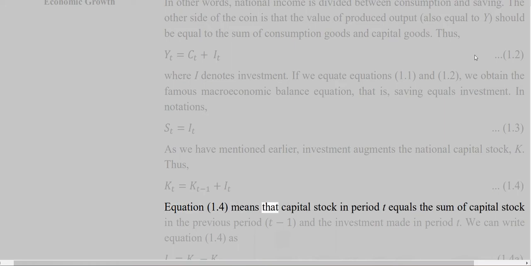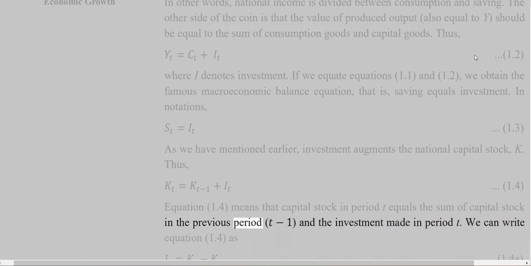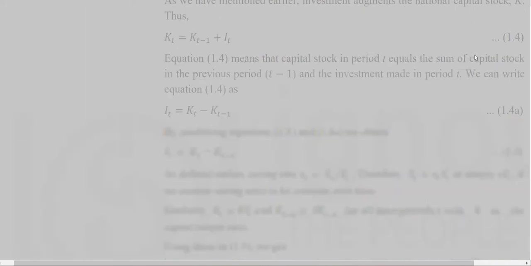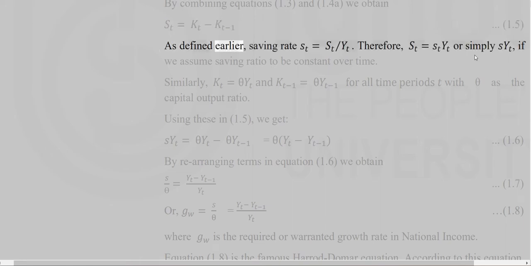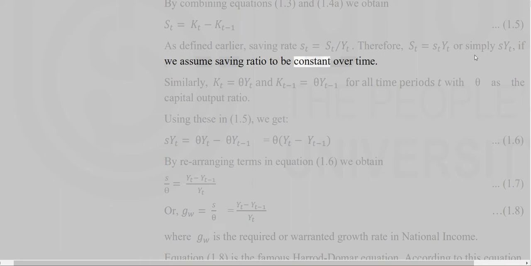Equation 1.4 means that capital stock in period t equals the sum of capital stock in the previous period, minus depreciation in period t minus 1, and the investment made in period t. We can write equation 1.4 as K equals K minus depreciation, equation 1.4a. By combining equations 1.3 and 1.4a, we obtain equation 1.5. As defined earlier, saving rate s equals S slash Y. Therefore, S equals sY, or simply, if we assume the saving ratio to be constant over time.